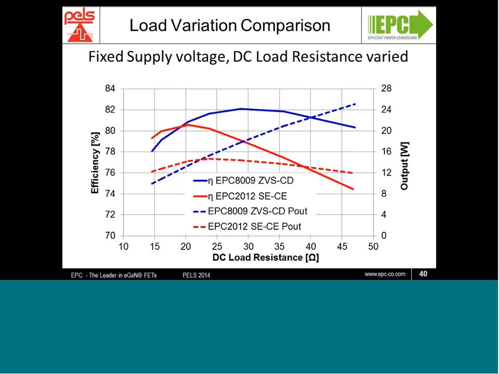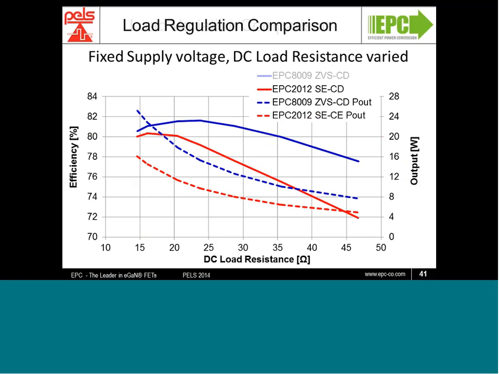Let's look at the load regulation comparison. Here we can see that between the two, we had to operate the single-ended Class E at a reduced power to be able to get the results out. They have similar types of performance, but you can see there is a significant difference between the output performance and efficiency of the two devices, between the two topologies.